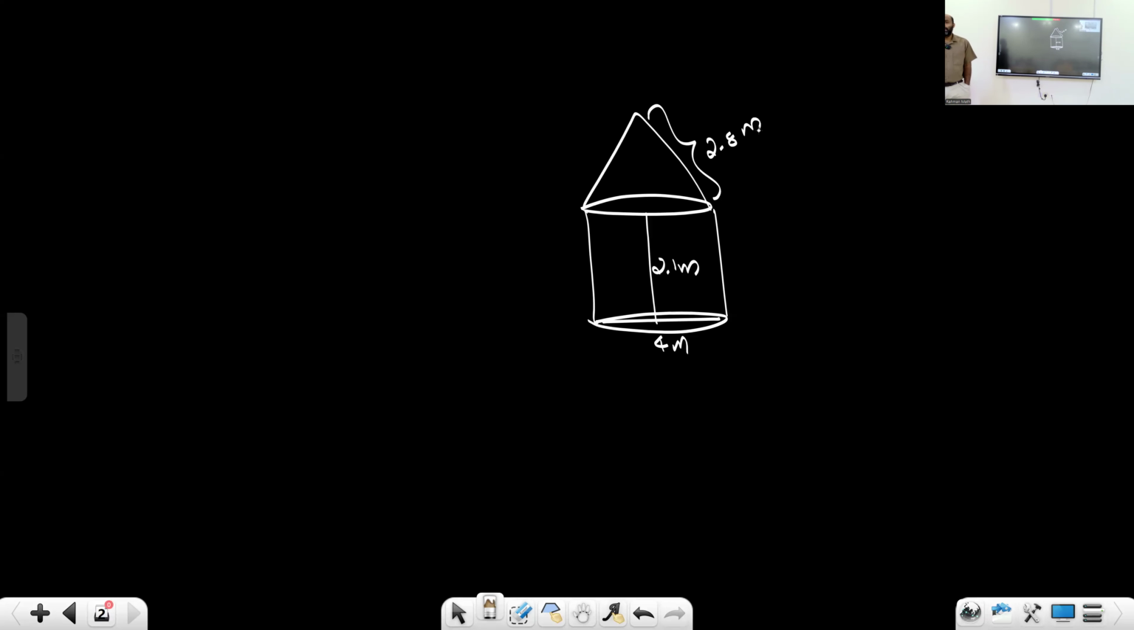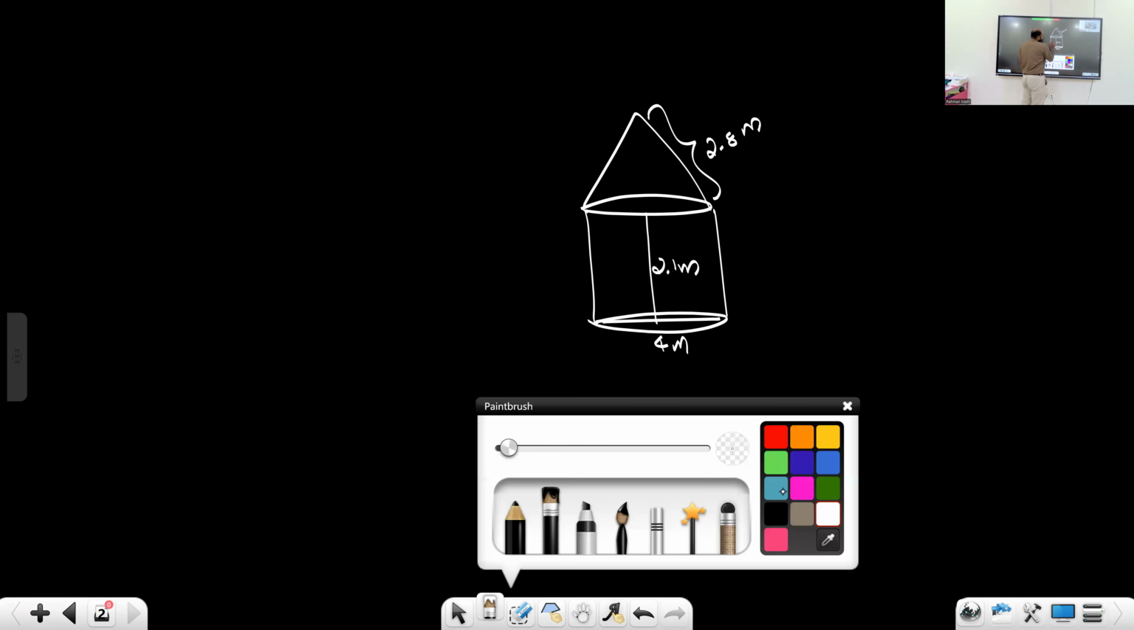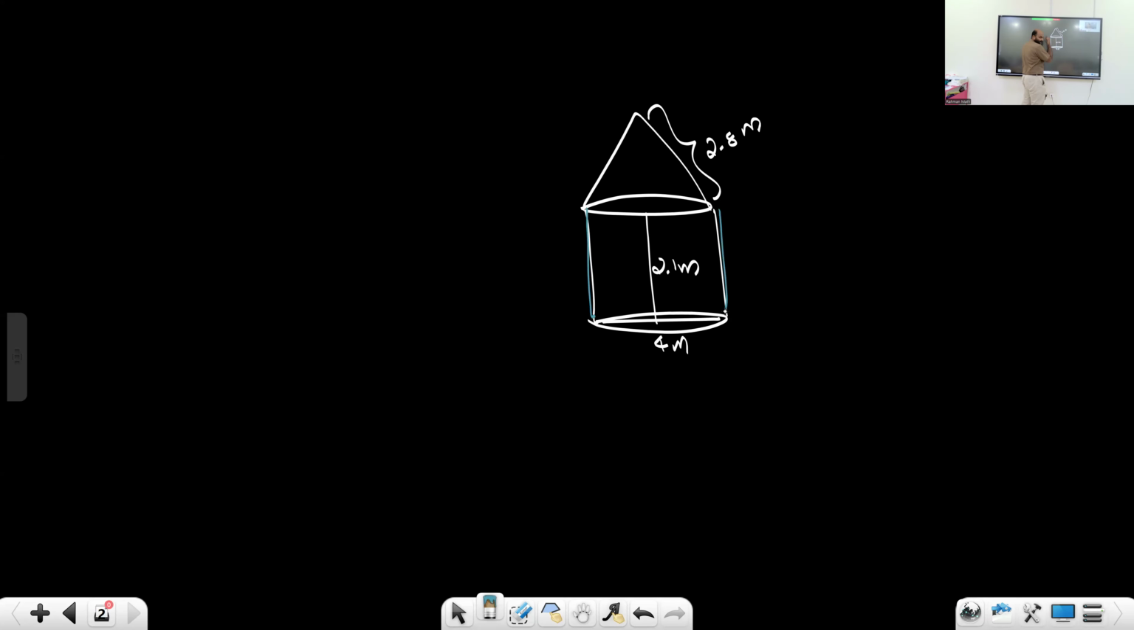Madam, I told you, when we are using the area of the canvas, try to understand we are covering the surrounding area: the curved surface area of the cylinder and the curved surface area of the cone. The base will not be used. Base means what? We will not use the carpet, the covering material, for the base. Some other soft material will be used.